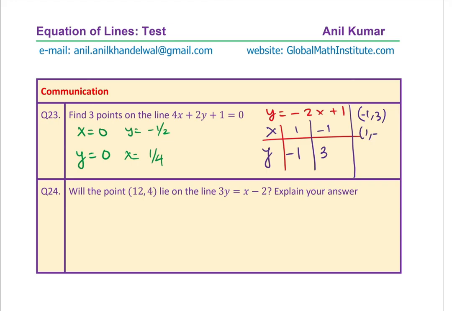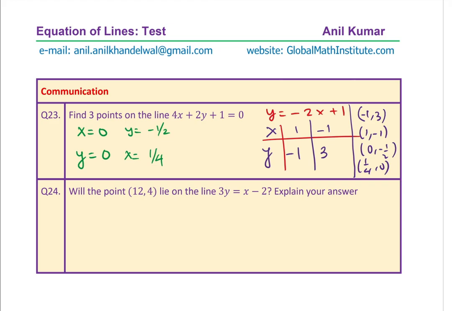I'll write 1 and minus 1. I could write 0 and minus half. I could write 1 by 4 and 0. So like this, I could write so many coordinate points. You get the idea, correct? So that is how we have to do it.